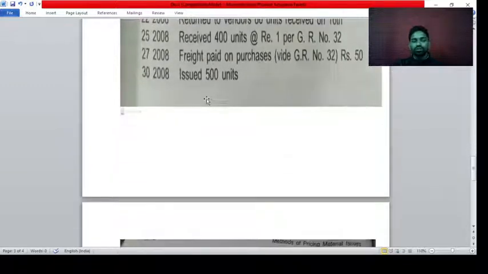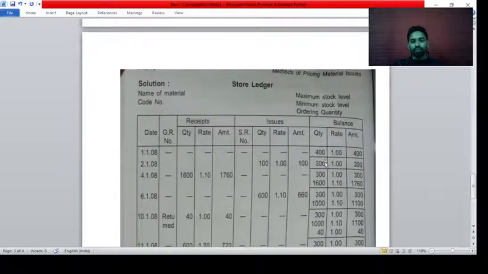On the next date, on 2nd January 2008, issued 100 units. It means out of the balance on 1st January 2008, 100 units are issued for the production or manufacturing purpose. So on 2nd January 2008 there is an issue of 100 units at the rate of 1. From this 400 quantity they have taken 100 for the production purpose, so at rupees 1 the total amount will be 100.